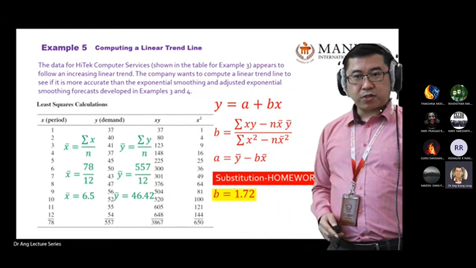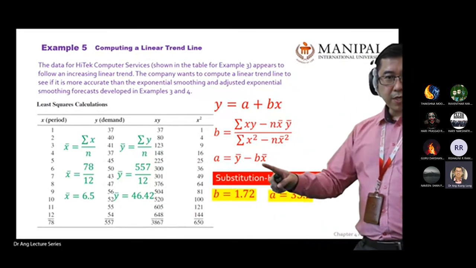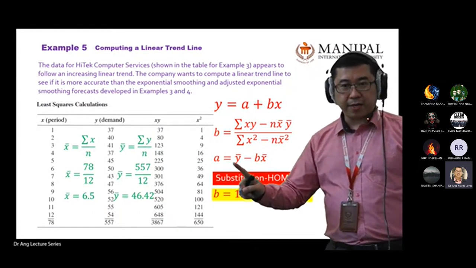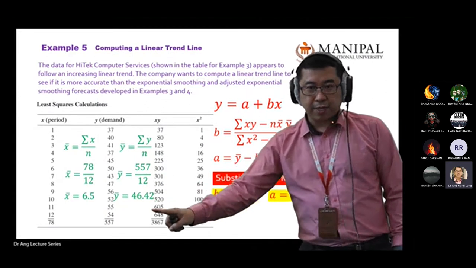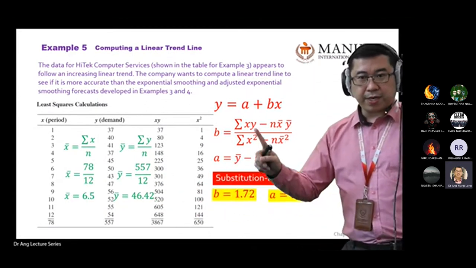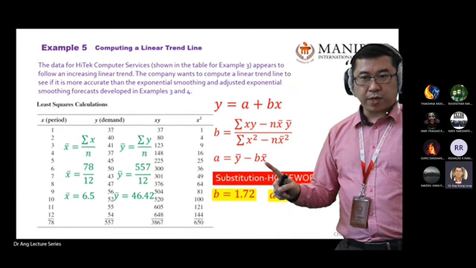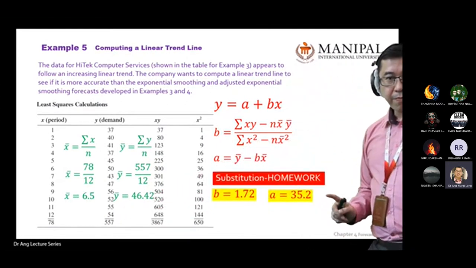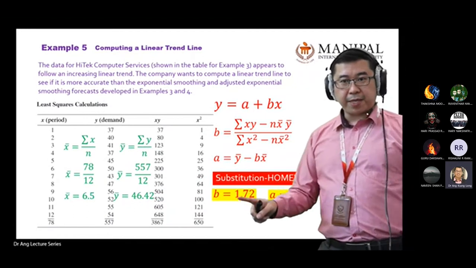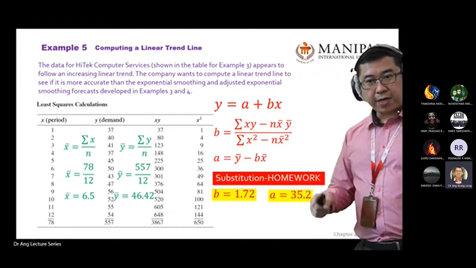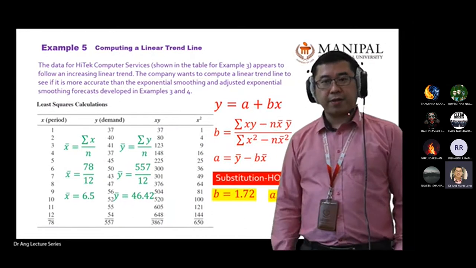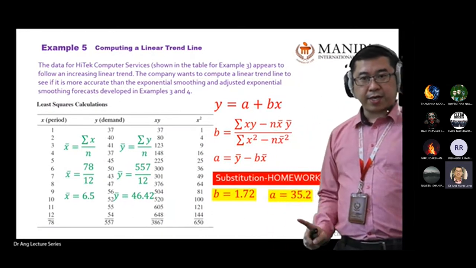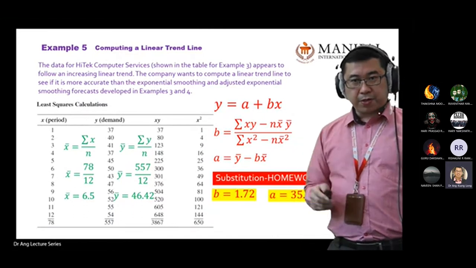B is 1.72. You substitute inside there. You have your y bar, right? Y average, y mean, or y average. Where is this one? Minus b, you calculate here already. B is 1.72. X bar is this one. You get one value, 35.2. So you have a and b. Substitute inside here. You get one line to plot in the graph. So basically, just find what is your a and b. Substitute inside here.